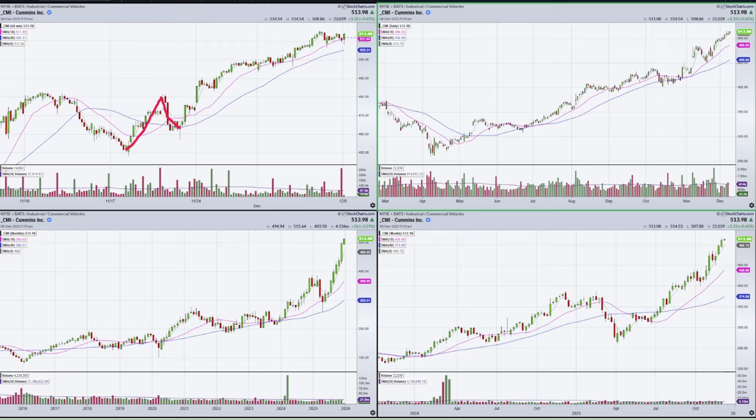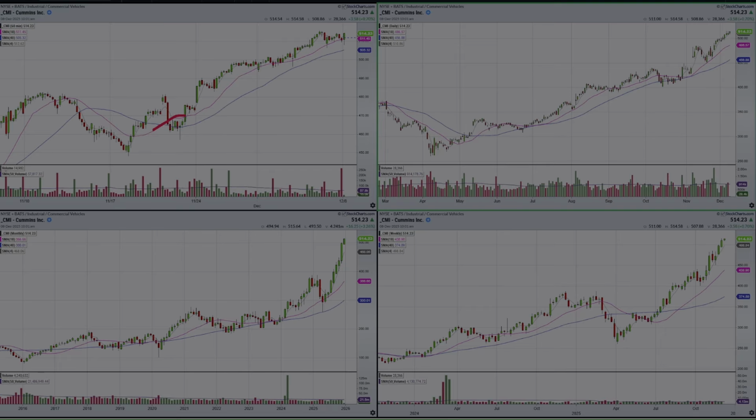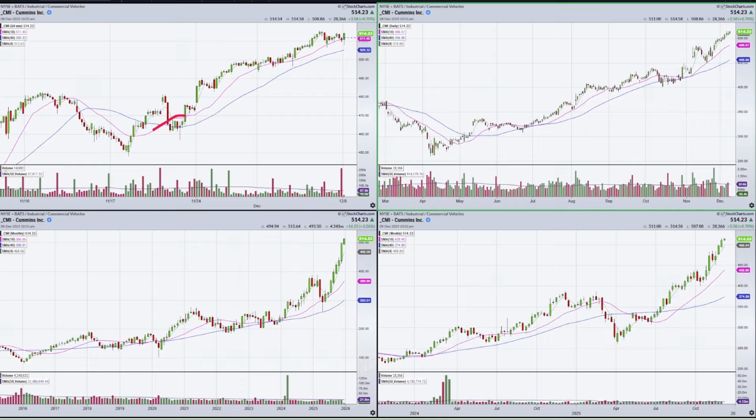All right. Now, in this situation, ideally, we'd want it to hold the 18, right? But it didn't do that, right? It didn't hold the 18 in this situation because it had that big red bar to the downside. All right. So when that happens, we've got to kind of continue to watch and see.